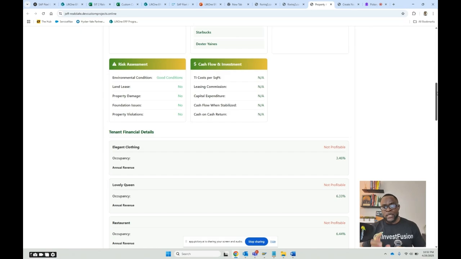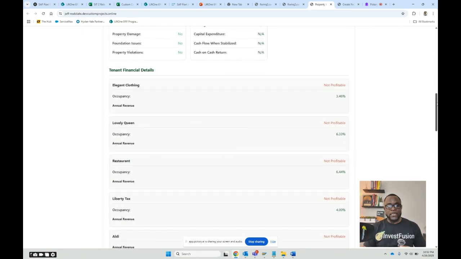So again, InvestFusion does something very, very powerful. It goes and tracks the tenant's financial history. Among its touch points, it analyzes the property and each tenant's financial history. So you don't have to do all of that hard work yourself. It saves you months of hard work. So right here, it gives you this. It gives you also how much occupancy a tenant occupies in the property.